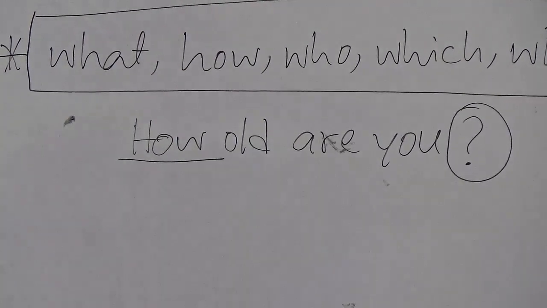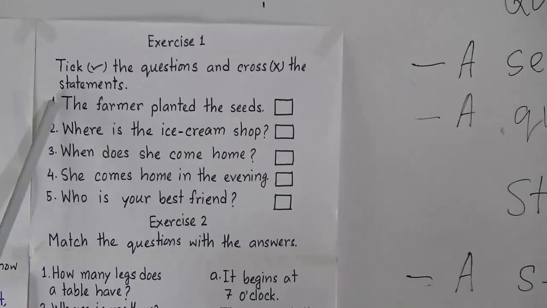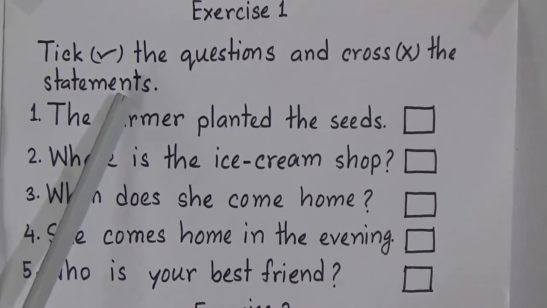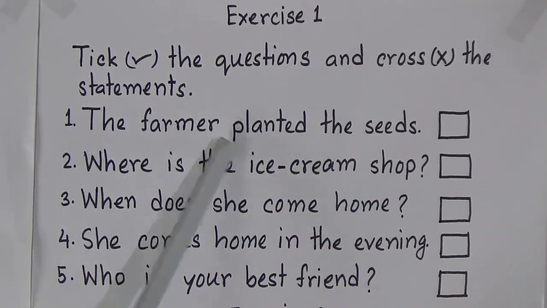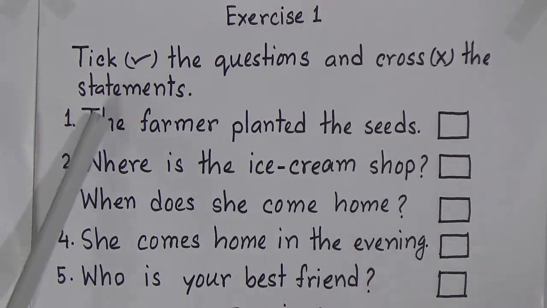Now we will do exercise number 1. And what is the instruction? Tick the questions and cross the statements. Now we will find out which one is the statement and which one is the question. There are 5 sentences. At first, let's read.